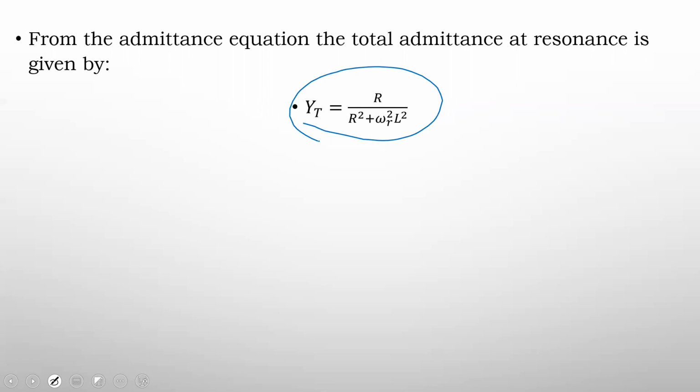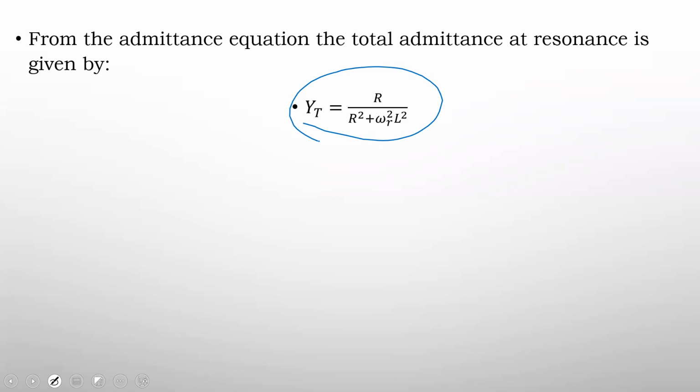So that's 1. 2, based on the fact that it's resistive, coming from the power, it also means that the phase angle is 0, because the reactive portion is 0.